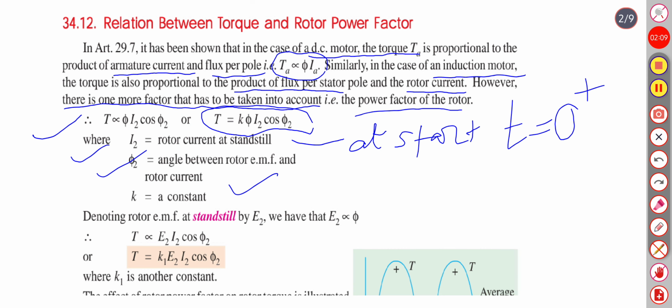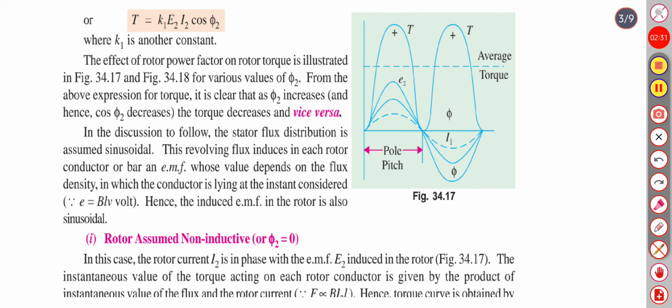Denoting rotor EMF at standstill by E2, E2 is proportional to phi. Therefore, T will become K1 E2 I2 cos phi 2, where K1 is another constant. The effect of rotor power factor on rotor torque is illustrated in this figure.